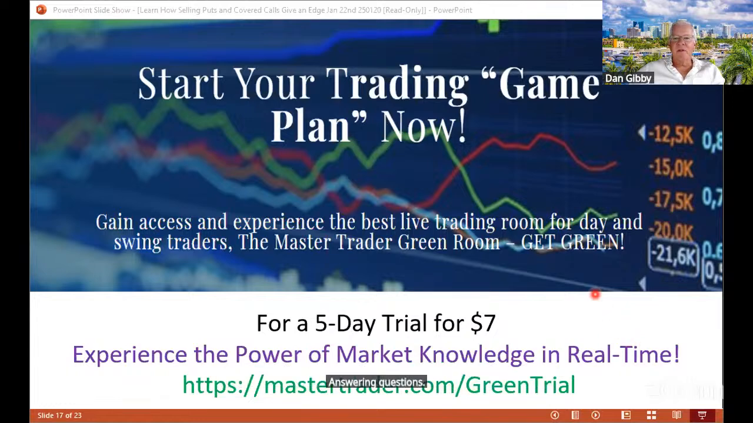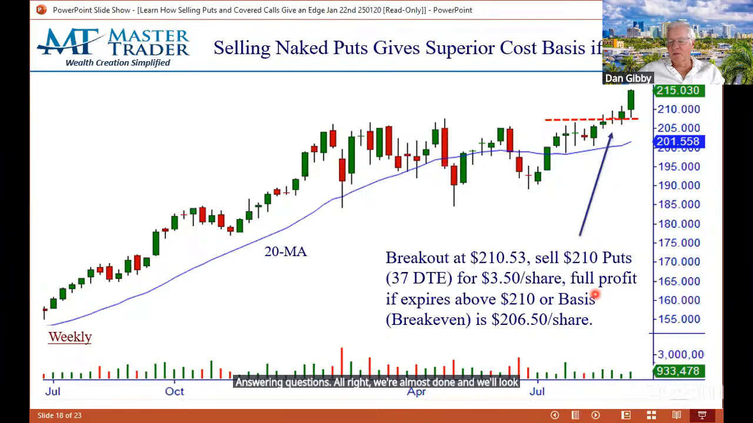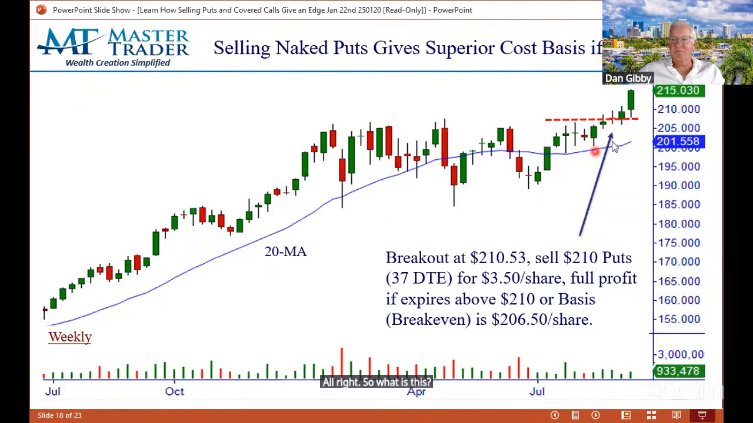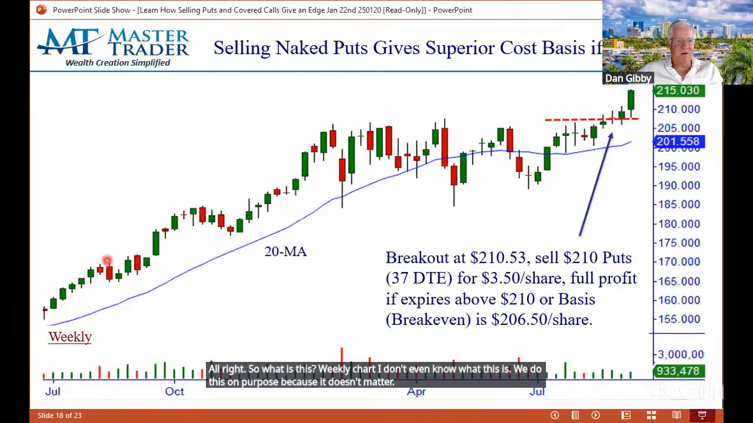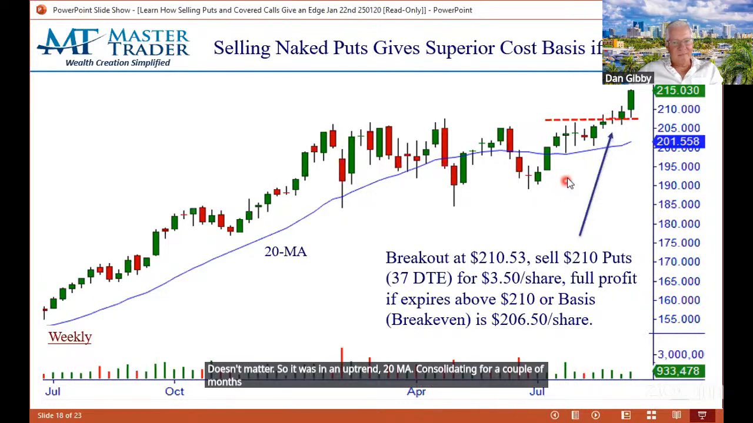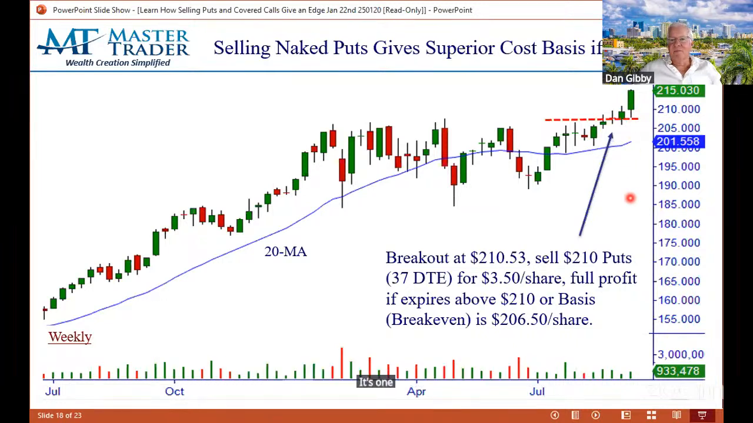All right, we're almost done, and we'll look at charts here, as we always do in the last few minutes. So what is this? Weekly chart. I don't even know what this is. We do this on purpose because it doesn't matter. It was in an uptrend, 20 MA, consolidating for a couple of months, grinded its way higher. Would I buy this as a directional trade? It's one of these mildly bullish ones.